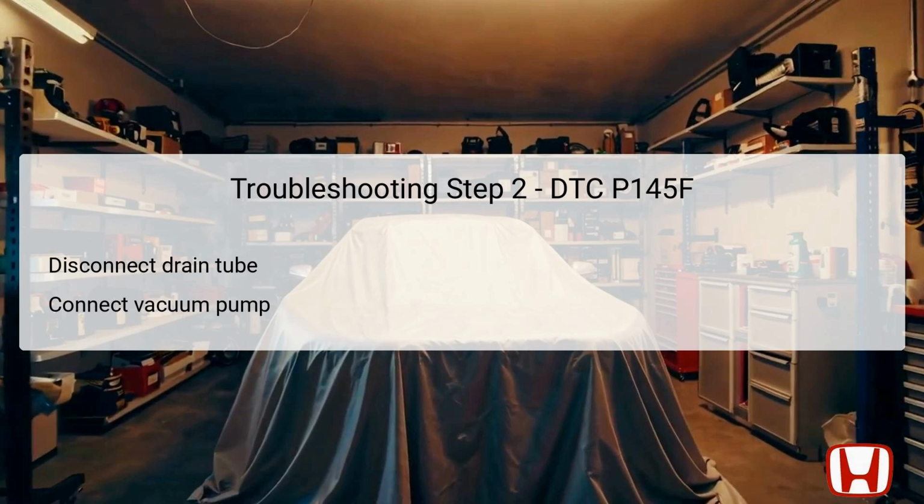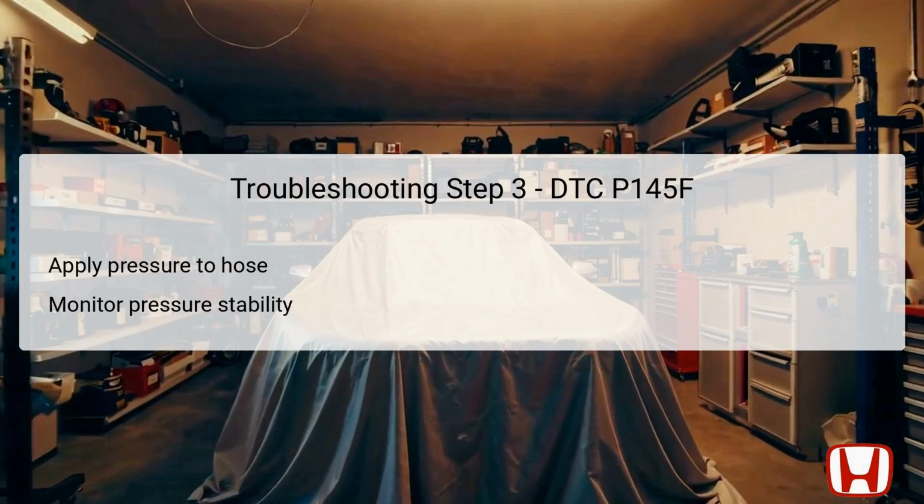After disconnecting the drain tube, you'll connect a hose to it, followed by attaching a vacuum pump or gauge, rated from 0 to 30 inches of mercury. Applying pressure to the hose will enable you to evaluate the integrity of the system. If pressure is effectively applied and the readings yield expected results, this may indicate that the ELCM system is functioning correctly. However, any irregularities during this test require closer inspection of the module and its related components.